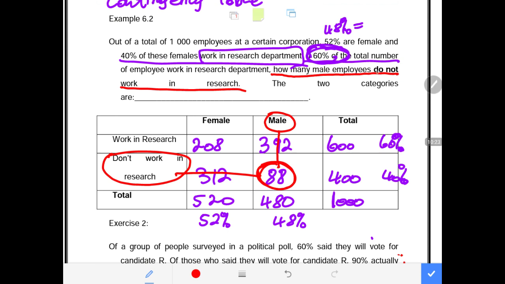Then it becomes very important now to use the words do not work in research because they use the same term. Then if they wanted, they could have said how many employees work in other departments. So now if they said how many employees work in other departments, then you could have said here work in other departments. So now that will be the answer to what we were required to do. The answer is 88 employees. They do not work in the research department and they tend to be male employees.